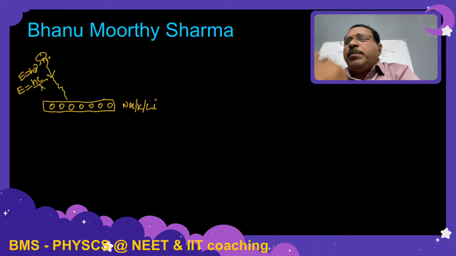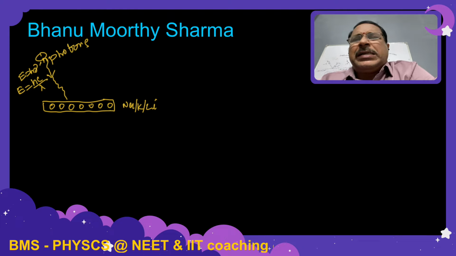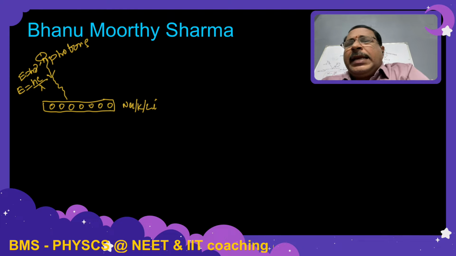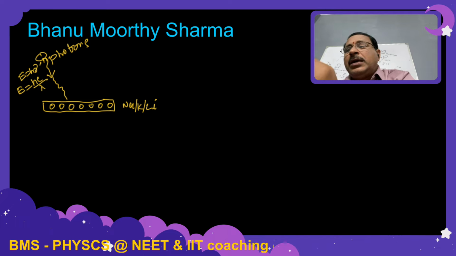What is happening? Incident light has a group of photons, tiny invisible particles. When incident light containing photons strikes a metal surface, due to collision between photons and valence electrons in the atoms of the metal surface, the valence electrons absorb some energy from the incident light and get emitted. Such electrons are called photoelectrons.